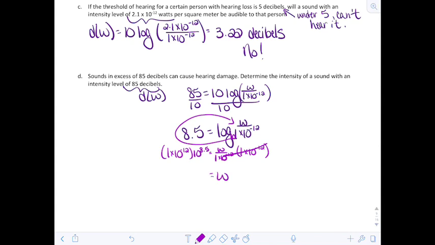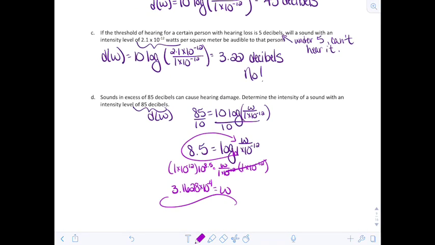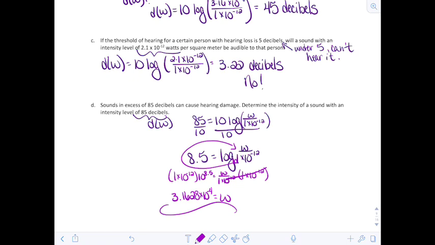So when we put that into the calculator, it will give us back scientific notation, and that is how the wattage is written. So we're going to write it the same way in the same format, and I get 3.1628 times 10 to the negative 4th. Okay, and that concludes the section on logarithmic functions.